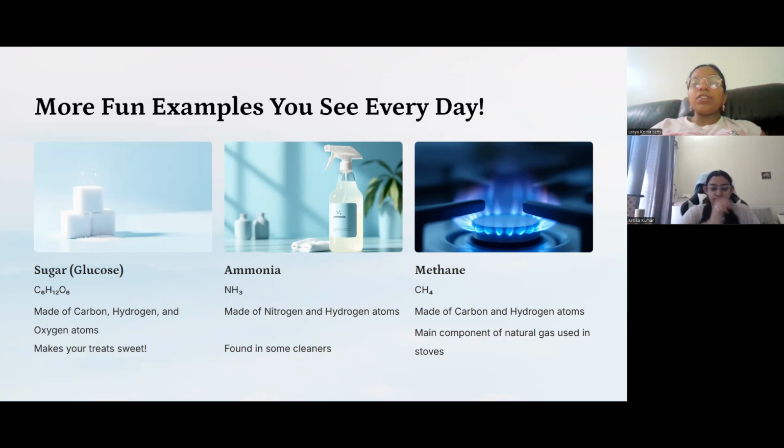So methane is really important to help us cook our food. And these are just some fun examples in our everyday life. And there's so many other examples like water, which is H2O, carbon dioxide, CO2. Every single thing around us is made up of molecules that help us, and we use them in different activities like cleaning, eating, or even cooking that helps us go on with our daily life.